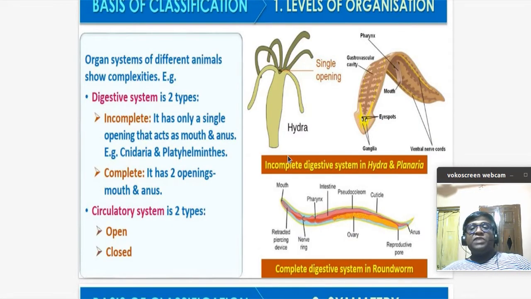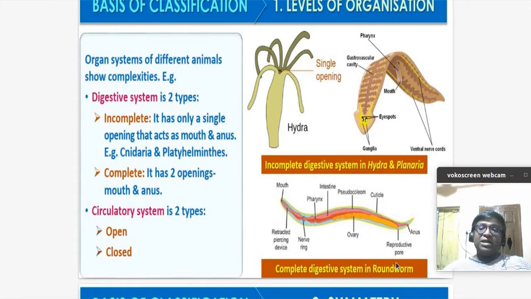See, in open type of circulatory system, the heart pumps the blood into the body cavities and body spaces. So they don't have blood vessels. They do not have arteries. They do not have veins. They do not have capillaries. So we call this type of circulatory system as open type of circulatory system.